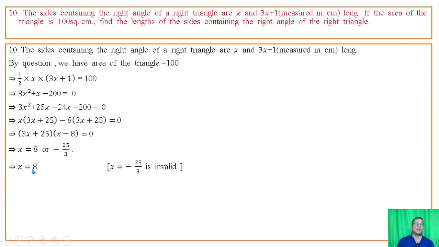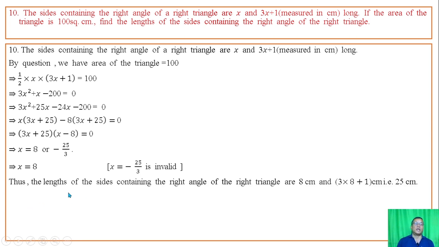Therefore, x equal to 8 is true, since x equal to minus 25 by 3 is invalid, because the length of a side cannot be a negative number. Thus, the lengths of the sides containing the right angle of the right triangle are 8 centimeter and 3 times 8 plus 1 centimeter, that is 25 centimeter.